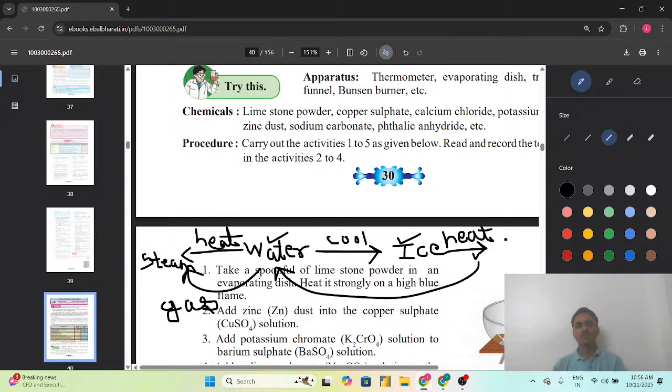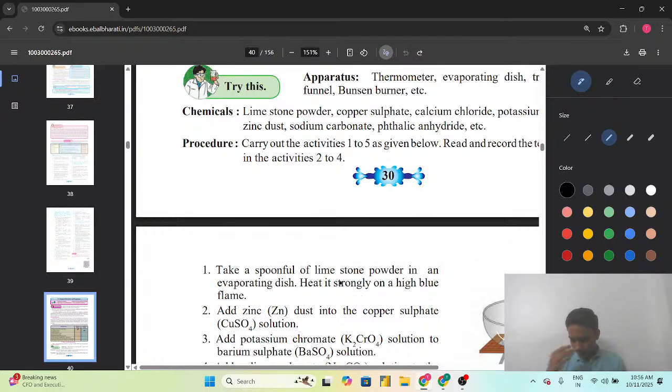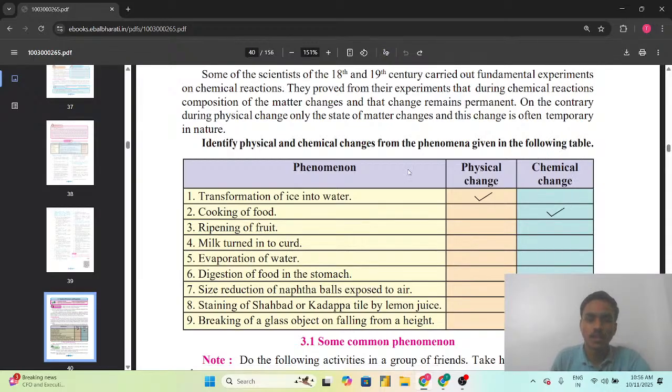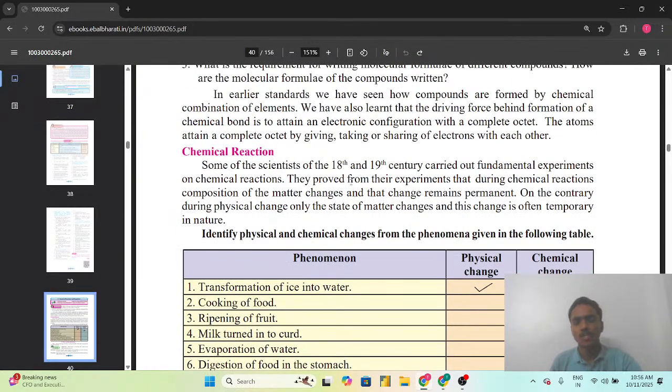So all this we have seen is a kind of physical change. This is physical, as it can be reversible, since we can convert from ice to water, then water to steam and so on. So these are all physical changes. But a chemical change is a change in which the constituents are completely changed and the change remains permanent. That means we cannot reverse back to the original state of that particular thing.